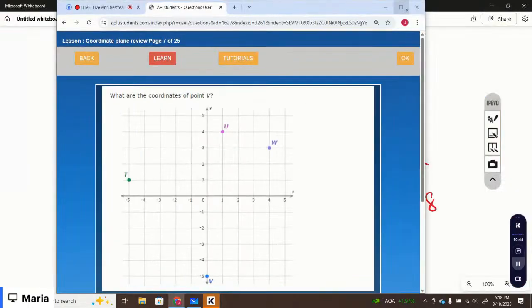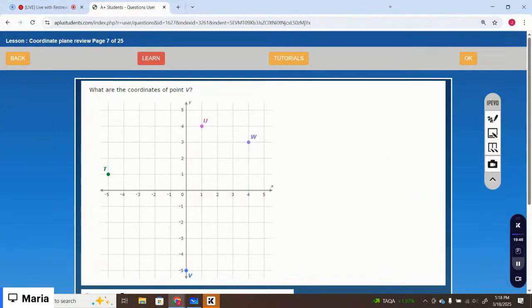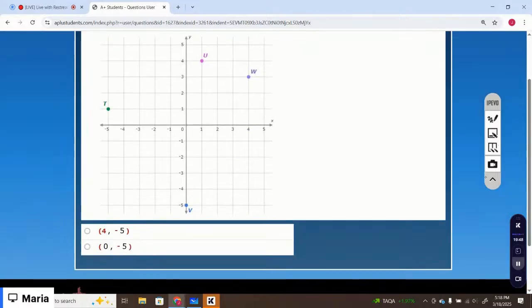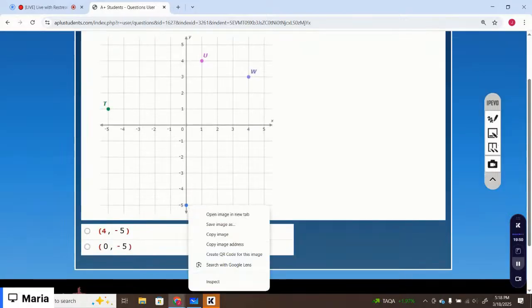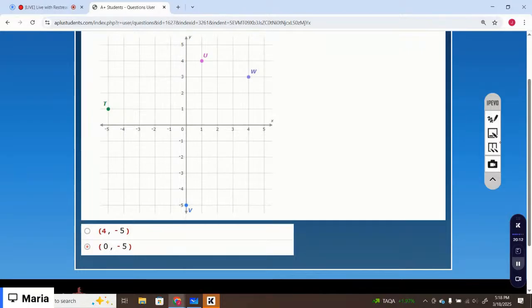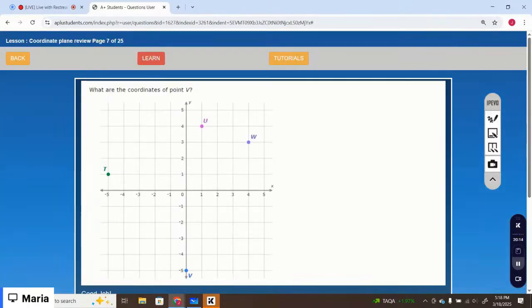What are the coordinates of the point V? So here is point V. That is on the y-axis. So x must be 0 and y is -5. So that is 0, -5. Option number 2 is the correct option.